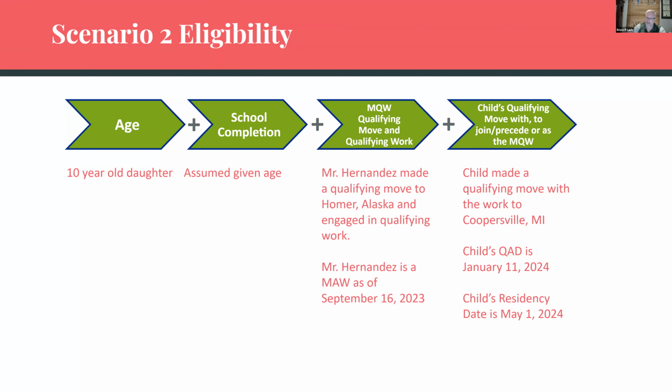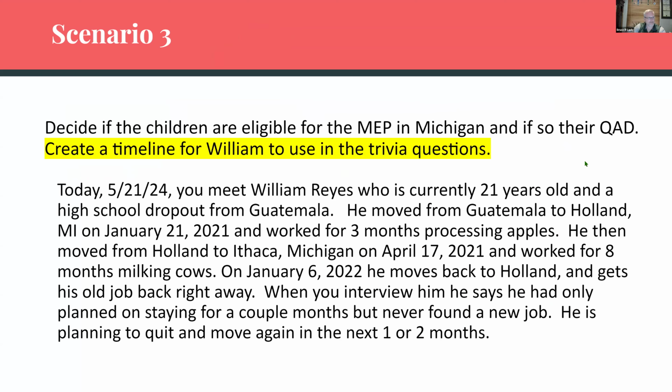Any other questions? No? All right, we're going to move on to the next scenario. One of the things I suggest, and we'll give you a little more time, is to create a little timeline for William, because some of those questions are going to rely on that timeline. Again, Jessica will probably put the question in the chat. We'll give you a few minutes to really look at this one in depth.